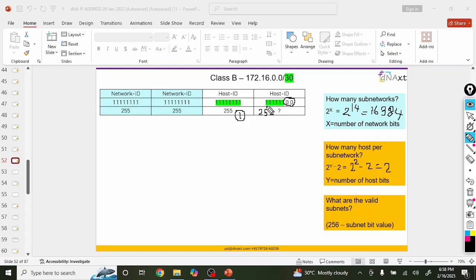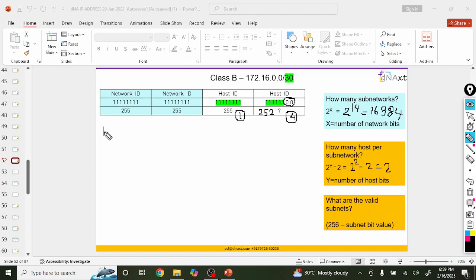Value of first bit is 128, then 64 plus 32 plus 16 plus 8 plus 4, that comes out as 252. And when you subtract 252 from 256, you get an increment of 4. So 252 is the value in the fourth octet. So increment of 1 in the third octet and 4 in the fourth octet. And as we have discussed in the previous videos, first we will do increment in the fourth octet followed by the third octet.